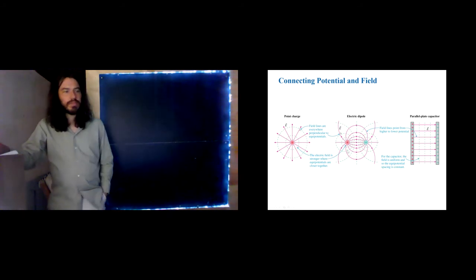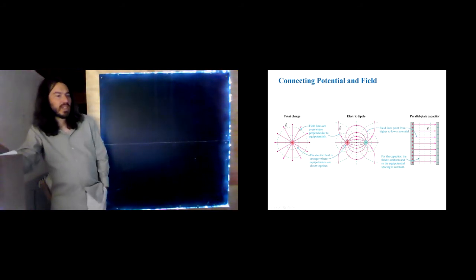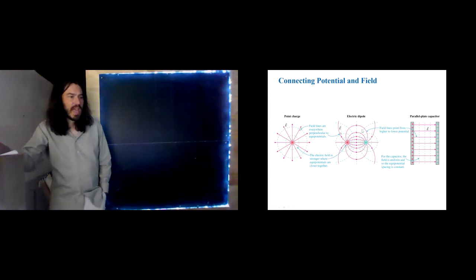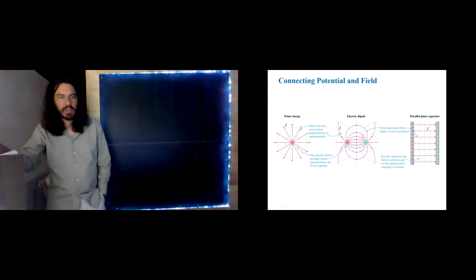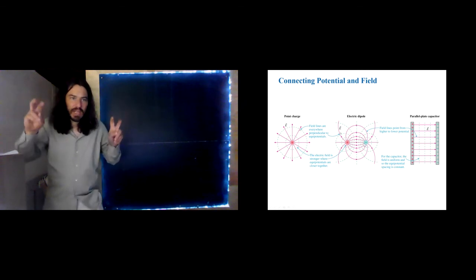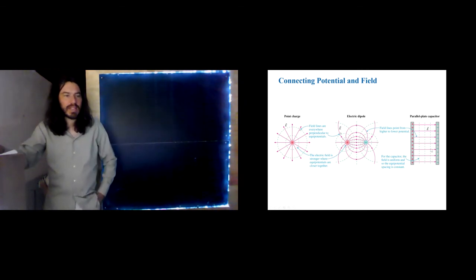Here's our dipole. Same thing. Electric field lines point from positive to negative. Equipotential lines are always perpendicular to electric field lines. The positive is the high potential. The negative is the low potential. Electric field lines always point from high potential to low. They always point downhill.